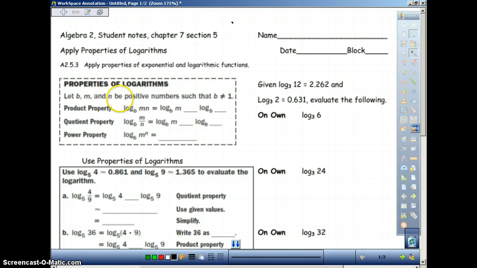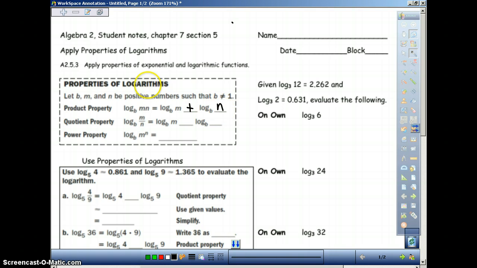So here, what we have is our product property. When we're taking the logarithm of a multiplication, so it's a logarithm of a product, it's the same as exponents. When we are multiplying exponents, we end up adding them. So this is going to be log base b of m plus log base b of n. Whenever you take the logarithm of a product, you're going to basically be adding both of them: the logarithm of m plus the logarithm of n.